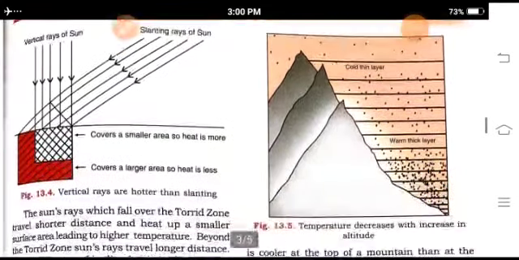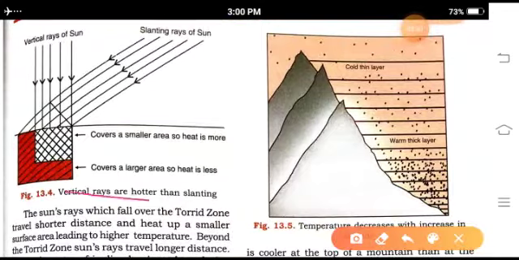The sun rays. Vertical rays are hotter than the slanting ones. Vertical rays means the sun is overhead, and slanting rays means the sun is not giving direct light or heat.